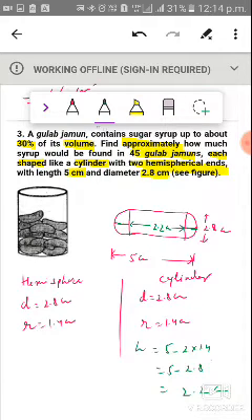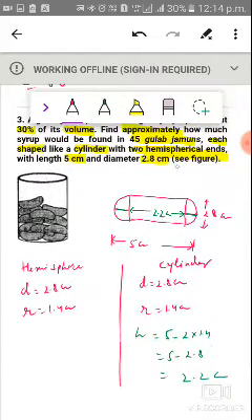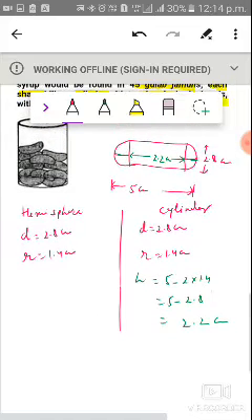Okay, so this is what was given. Now we'll proceed to our question. Okay, now what he said: we need to find approximately how much syrup would be found in 45 gulab jamuns. So first of all, we will find out how much sugar syrup 1 gulab jamun contains. First we'll find it for 1, and then we'll multiply it by 45.